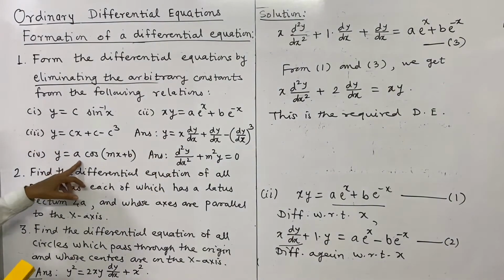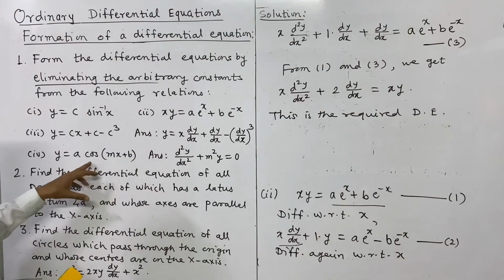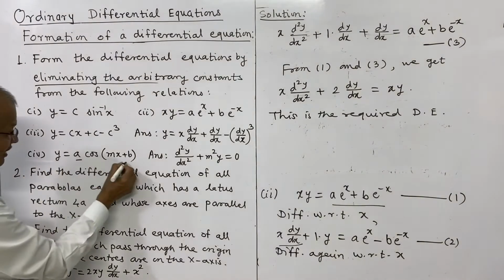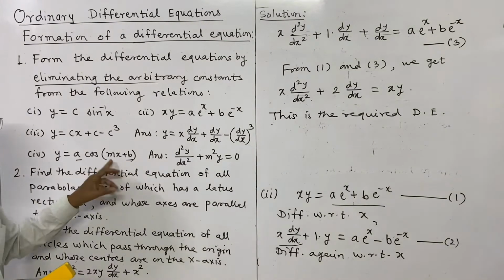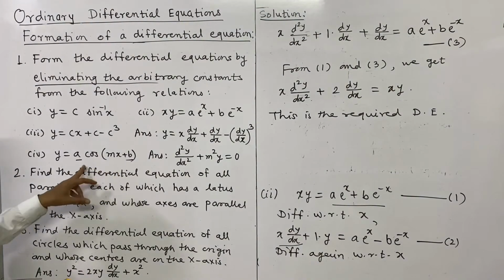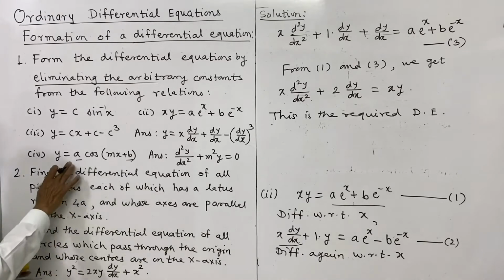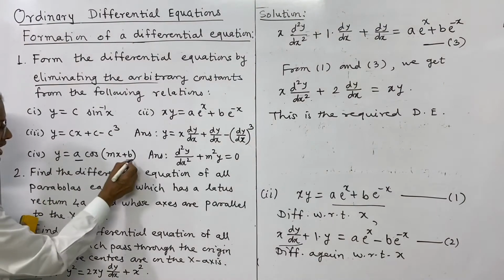And for the fourth, it is in terms of cos, and there are two arbitrary constants. Now you note here the arbitrary constants are a and b. M is not an arbitrary constant. M is the coefficient of x that remains the same. So we need not eliminate M. We should keep M as it is. So note here a and b are arbitrary constants. Sometimes the instruction will be given: form the differential equation by eliminating the arbitrary constants a and b. Here a and b are arbitrary constants.